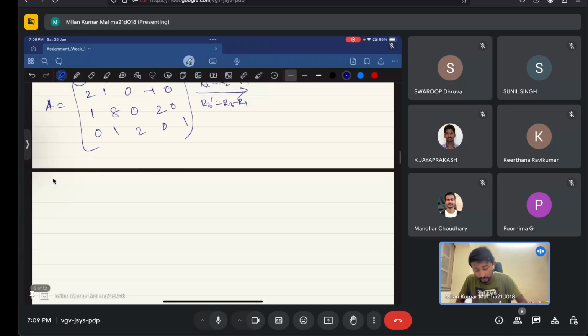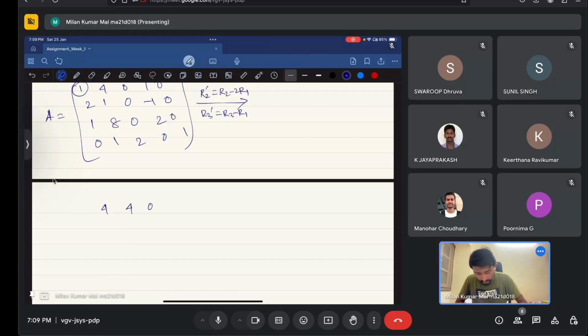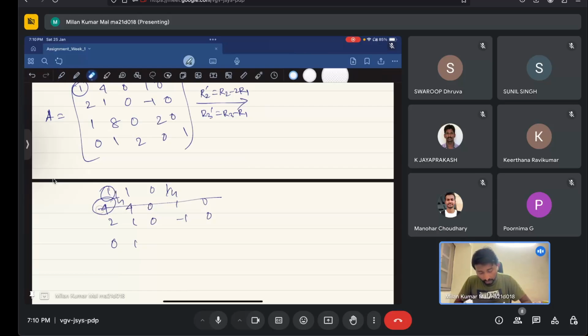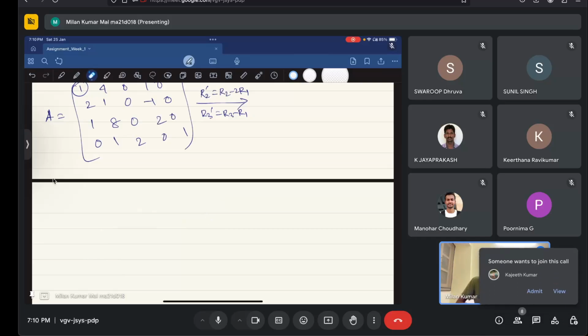For example, suppose we have a matrix like this: 1 0 2 1 0 minus 1 0 and so on, 0 1. The first non-zero entry of the first row is 4. That is not 1, so what can we do? We can multiply this row by 1 by 4. Then this row will be 1, 1, 0, 1 by 4, and we get the first entry 1. So the first target is finding the non-zero entry of the first row. If it is in the first place and it is 1, we will not do anything. If it is not 1, we will do the scalar multiplication.